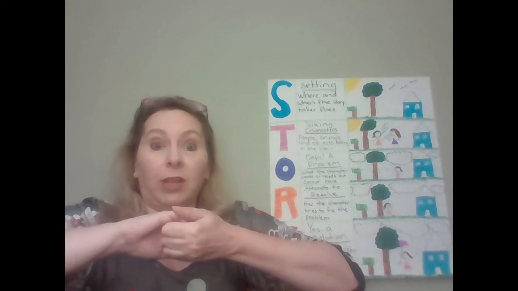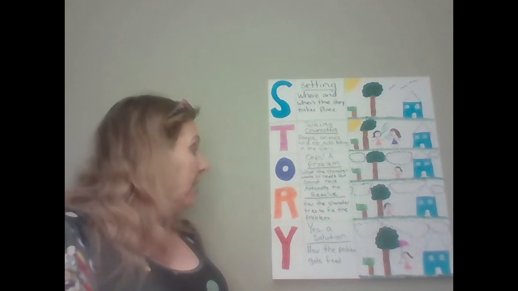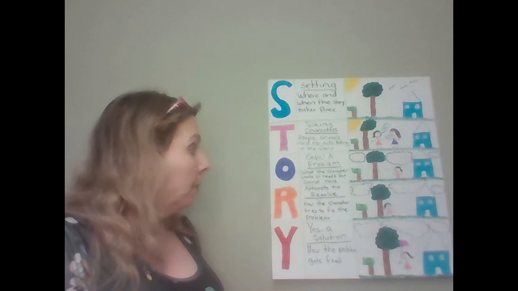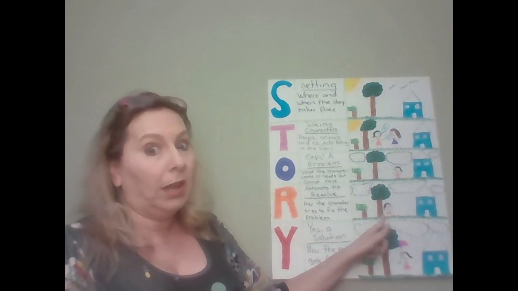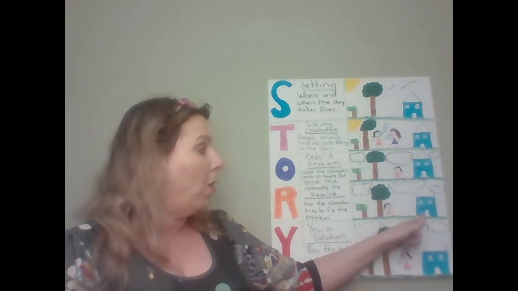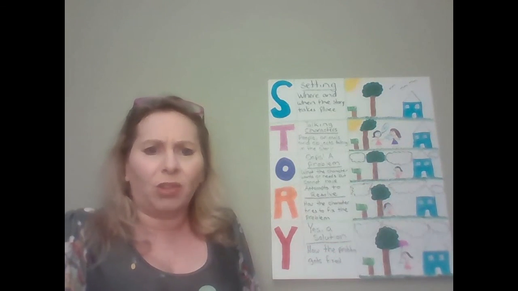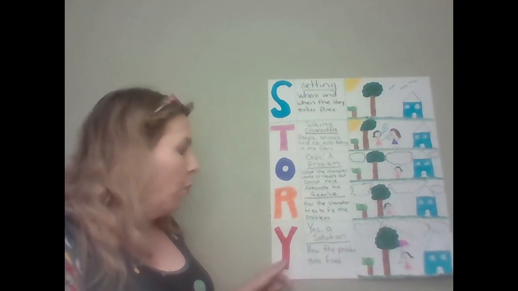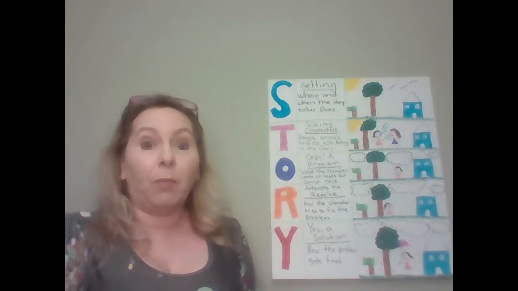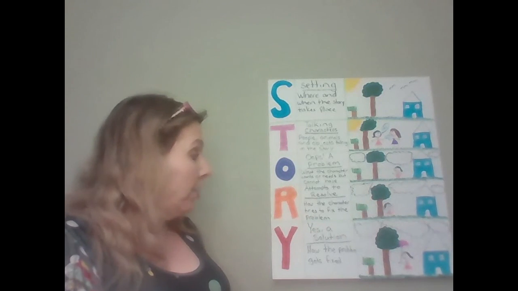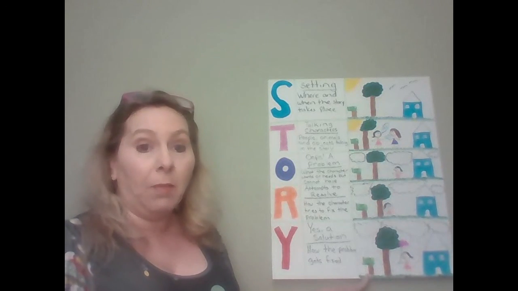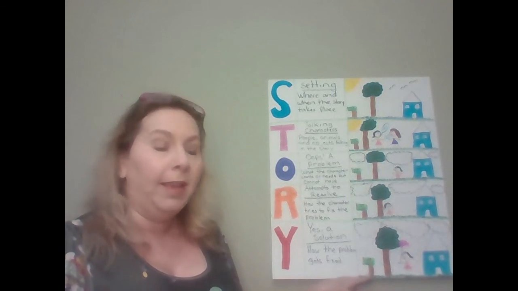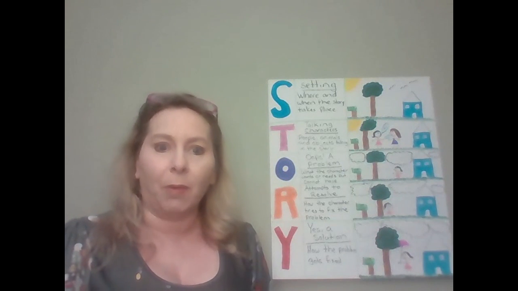R was for attempts to resolve. That's how the character tries to fix the problem. And the little girl tried a couple things. First, she went under the tree, but she was still getting wet. And then she ran back home. But neither of those solved the problem because her mom wants the mail. And Y was for yes, a solution, how the problem gets fixed. And you can see the little girl went inside and got an umbrella so she could walk out to the mailbox and get the mail without getting wet. So that was how she solved the problem.